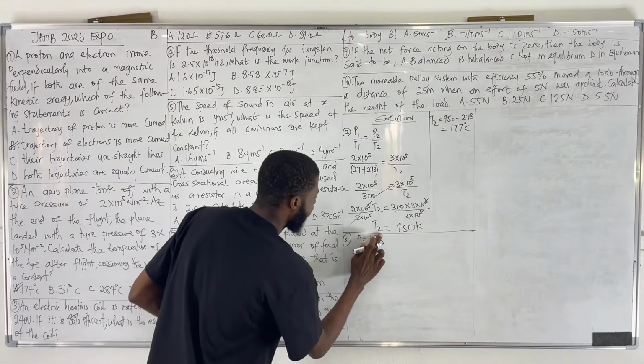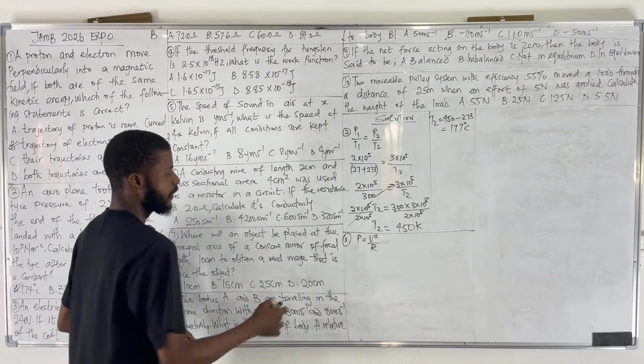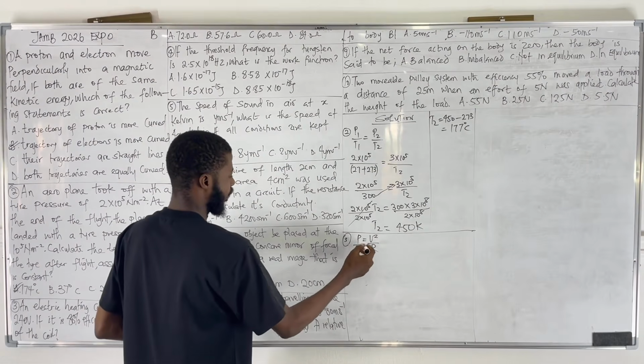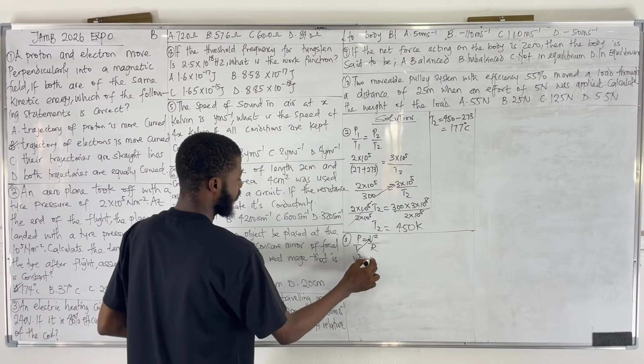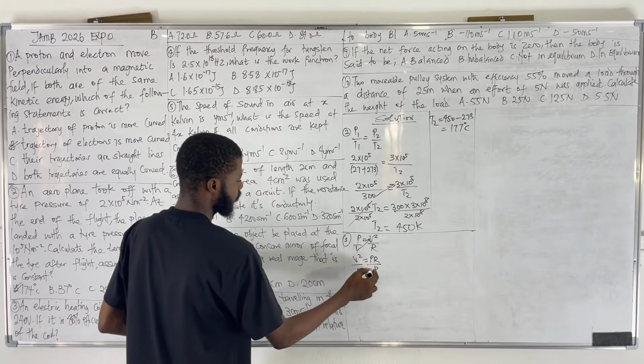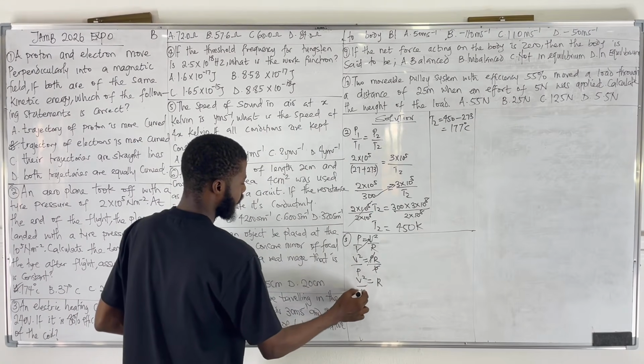V squared over R. Sorry, not V squared R. V squared over R. Okay, so when I put over 1 here and I cross multiply, this will become V squared equal PR. So to get R, I need to divide by P. So P we cancel at P, so R is equal to V squared over P.